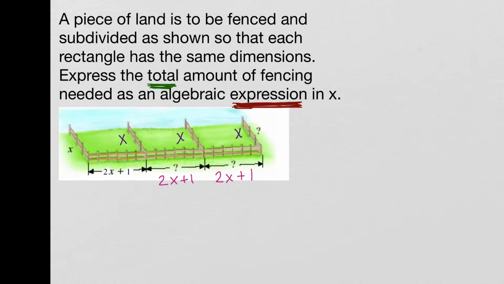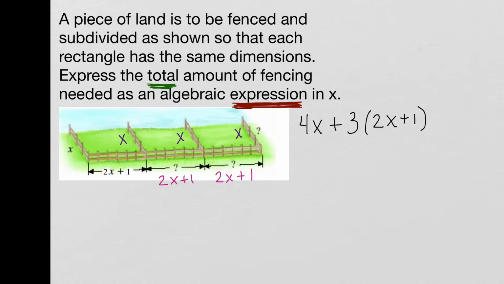We are asked to find the total amount of fencing. So we said earlier that to find the total means we're going to add up all of the fencing. So we'll add up this x plus this x plus this x plus this x. So there are 4 of them. So we'll say 4x, then plus, and if we look down below, we have 2x plus 1, 2x plus 1, 2x plus 1. So there are 3 of them. So 3 times 2x plus 1.